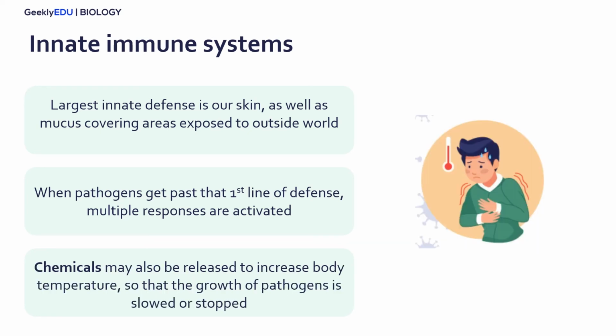Another really common innate immune response is a chemical response. So when you are sick and you get a fever, that's your body increasing your body temperature to either slow or stop the growth of pathogens. And that's your body doing a chemical response within your innate immune system.